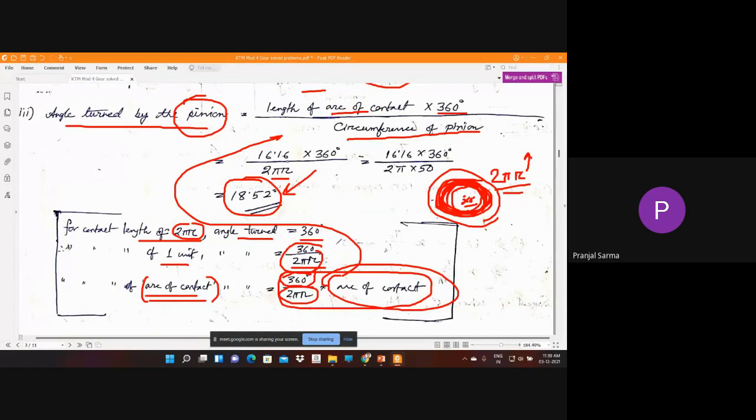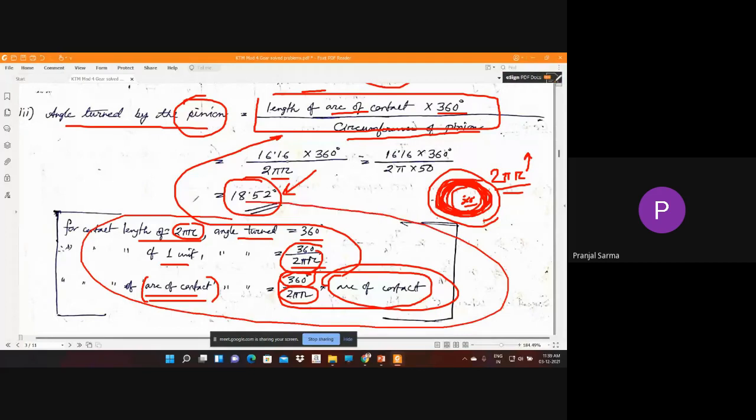So you have understood how this expression is written: the angle turned by the pinion is the length of arc of contact into 360 degree by the circumference of the pinion. This is how it is coming, because if we consider the whole circumference, that is for a contact length of 2 pi r, the angle turned will be 360 degree. For a contact length equal to the arc of contact, it will be 360 degree divided by 2 pi r into arc of contact. Understood?